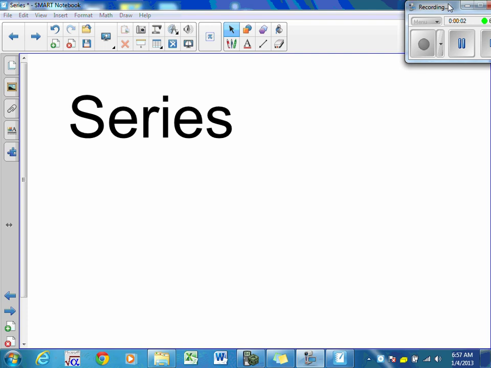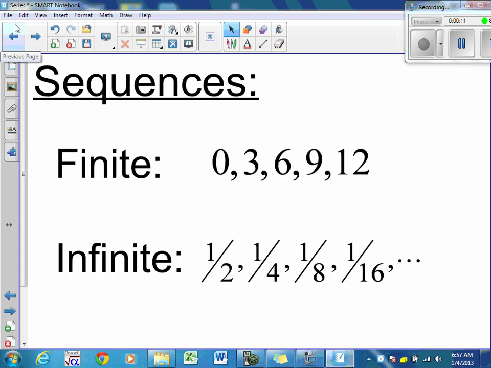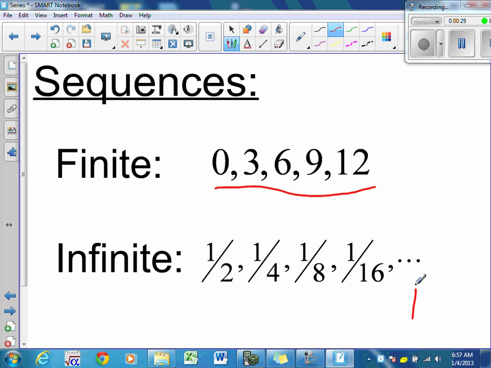In this video, we're going to look at series. They're very similar to sequences, just a slight difference. If we look at sequences, there's really two types of sequences. We have a finite sequence, which just means you have a set number of terms. In this finite sequence, I have 5 terms. An infinite sequence has this dot, dot, dot on the end.